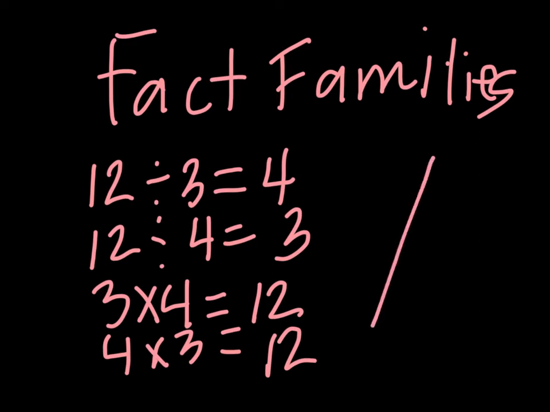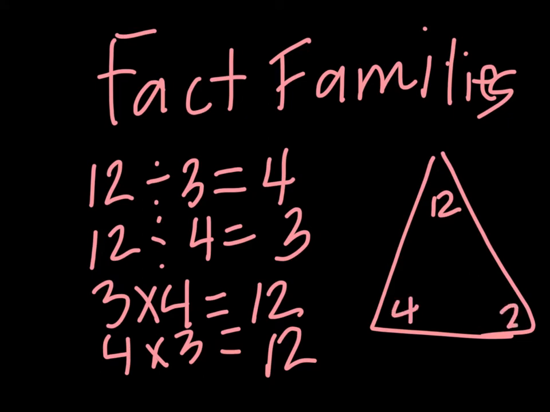So you'll see our triangles coming back. The biggest number always goes on top, which in this situation is our 12. Then we've got a 4 and a 3, which are our 2 factors. So when you think about fact families, you want to think about all 4 of these problems working together, and those 3 numbers are going to fit.